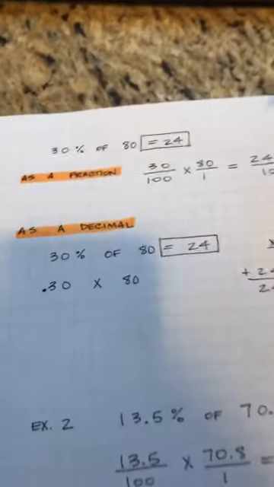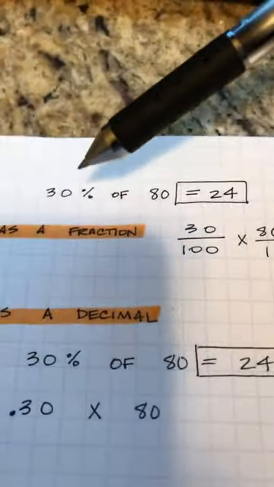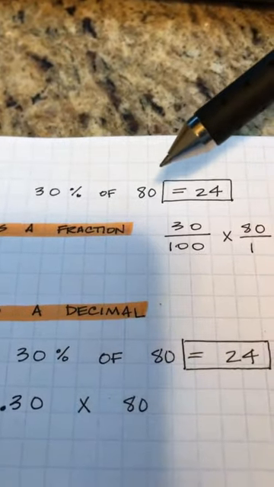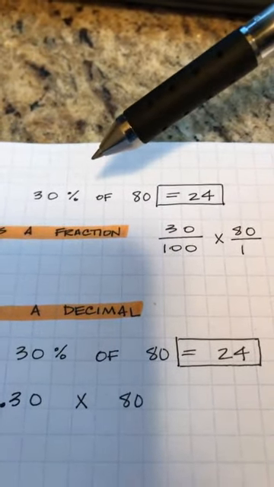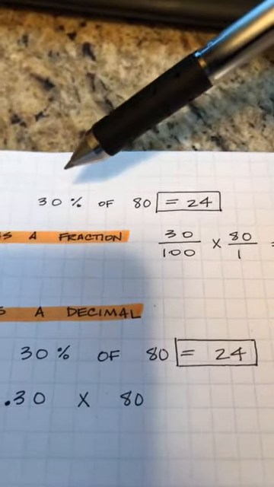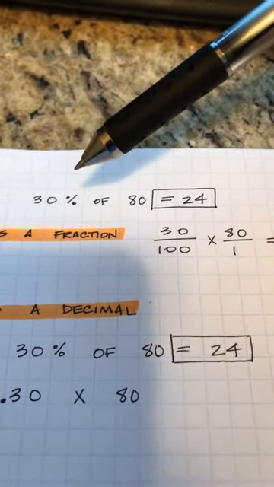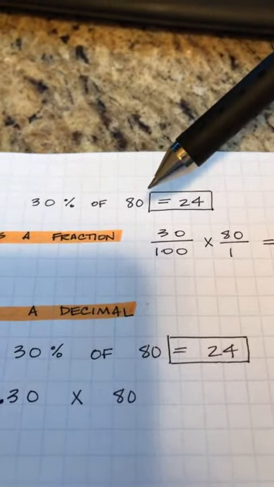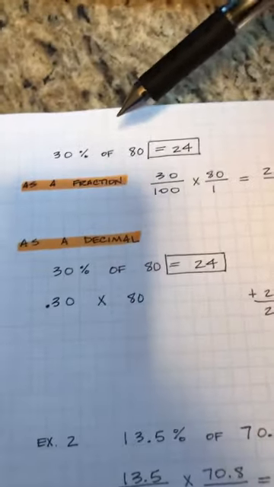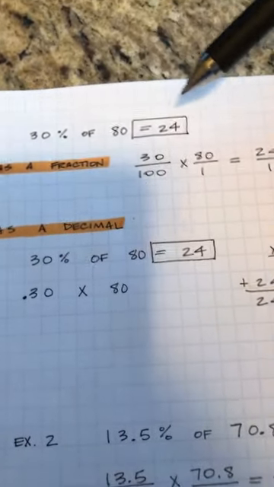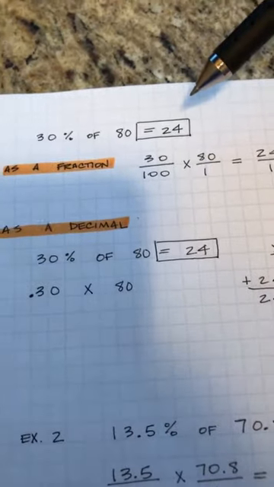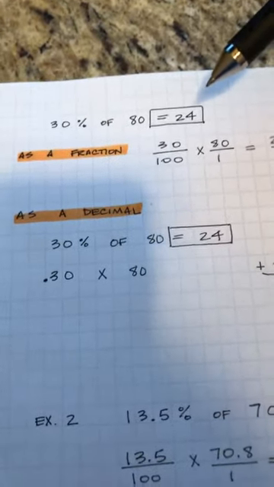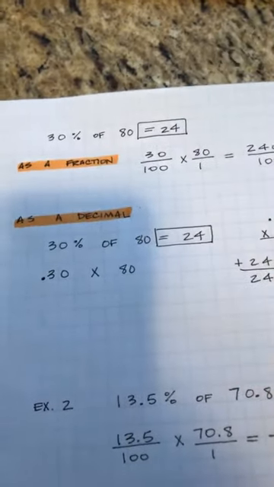If I want to find the percent of any number, so in this example it's 30% of 80, but it could be anything. It could be 40% of 100, or it could be 110% of 75. What we're looking at is 30% of 80. We already know it equals 24, but let's figure out how we get that. There's a couple ways you can do it.